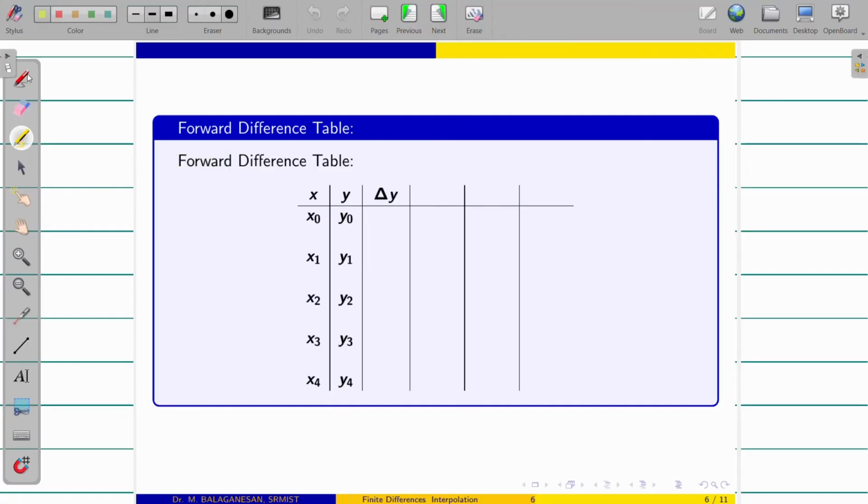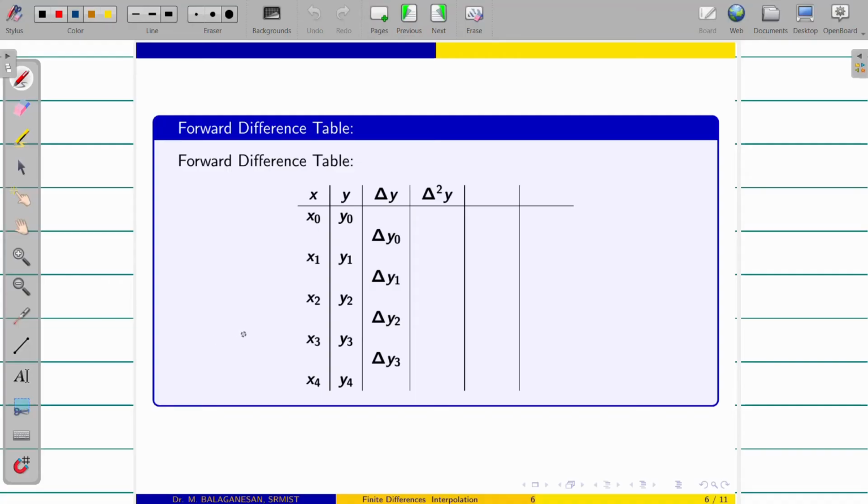Tell me how to find it. You know very well. y1 minus y0 is del y0. y2 minus y1 is del y1. Similarly, y3 minus y2 will be del y2. In that way, we can define everything. This is for the first difference: delta y0, delta y1, delta y2, and then delta y3.